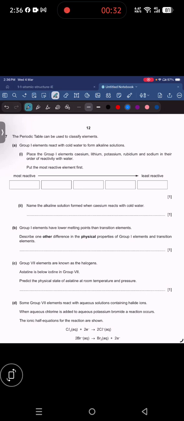Place the group number 1 elements cesium, lithium, potassium, rubidium, sodium in their order of reactivity with the water. Put the most reactive first and the least reactive last. So the most reactive in the group, the first one, is cesium. The second one is lithium. The third one is potassium.